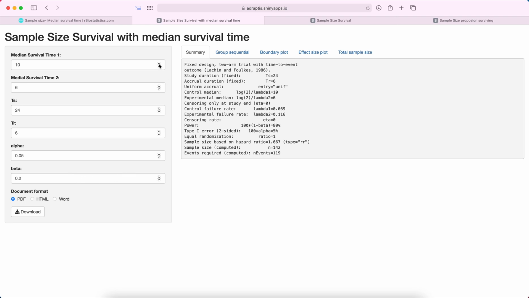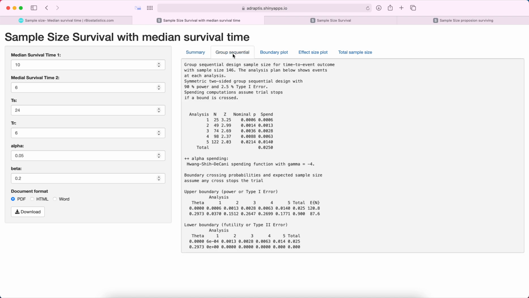As you change these numbers, it automatically updates, and in the summary tab, you'll be seeing that this is a fixed design, two-arm trial with time to event outcome. And it has study duration at 24 months, the accrual duration of recruitment at 6 months, and then a number of other things that we're not going to go into now and you can essentially ignore.